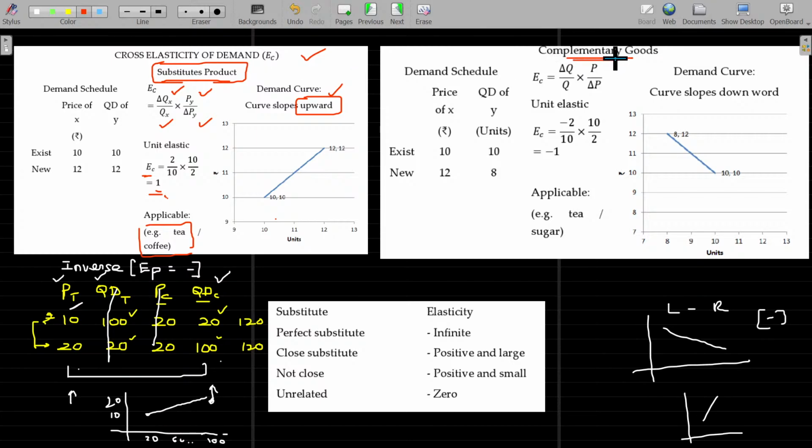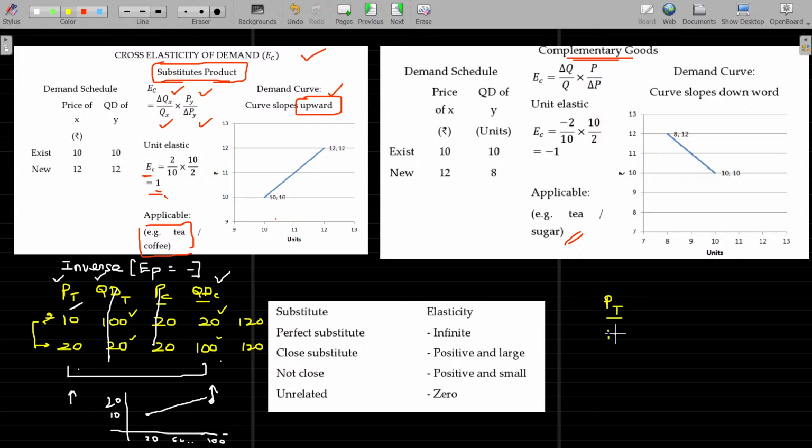Complementary goods. Complementary goods are, for example, tea and sugar. This will be similar to the normal law of demand. Now what happens? The price of tea is 10, and the quantity demanded of tea is 100 units, 100 cups. Suddenly the price increases to 20, and the quantity demanded of tea decreases to 20.